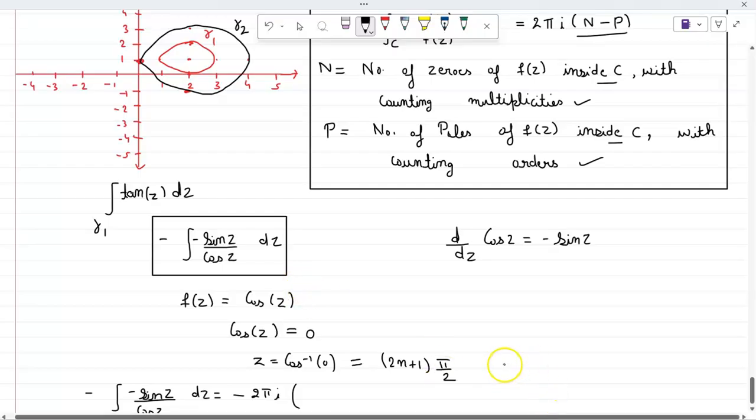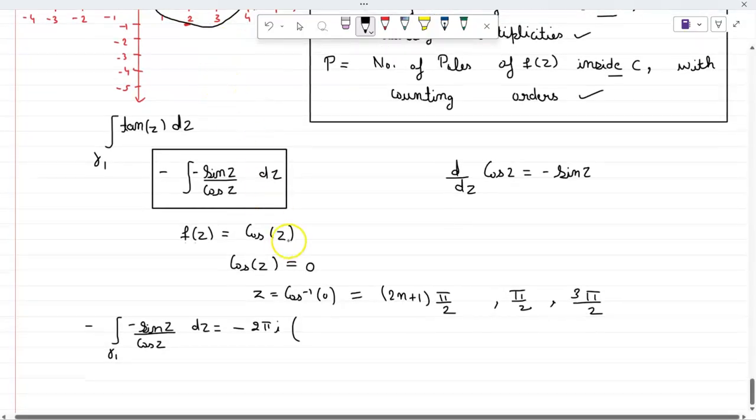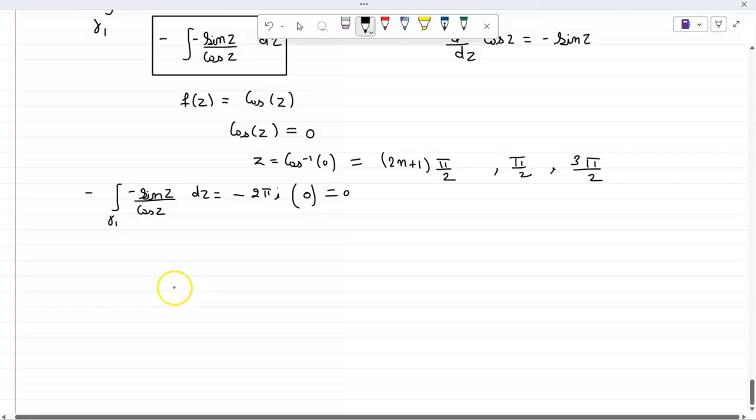When n is equal to 0, it is pi by 2. When n is equal to 1, it is 3 pi by 2. Pi by 2 is somewhere here, which does not lie inside gamma 1, and 3 pi by 2 is somewhere here, which also does not lie inside gamma 1. So the number of zeros inside gamma 1 is 0, so the integral will be 0.